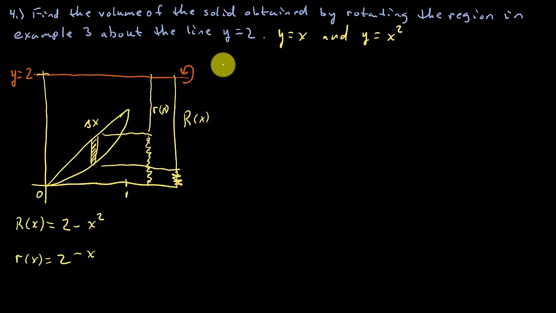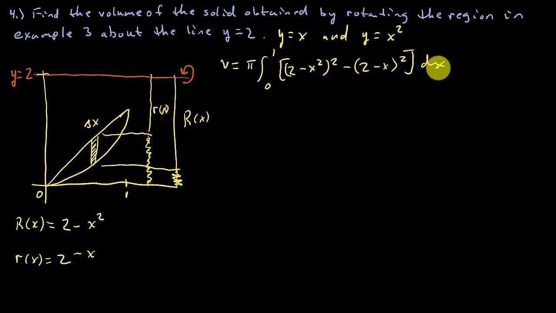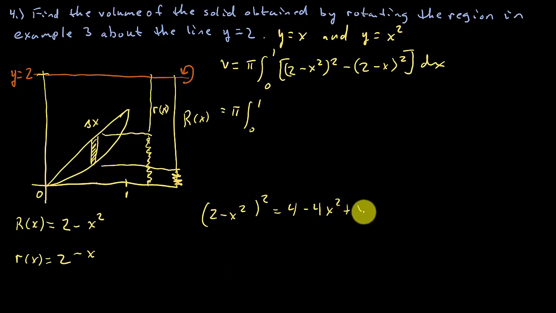So now I can do my volume. So the volume is pi times the integral from 0 to 1 of big R squared minus little r squared, and then times the thickness. All right, so that's going to give me pi from 0 to 1. I'll need to multiply all of these out. Let's come down here and do that. 2 minus x squared, squared, is going to be 4 minus 4x squared plus x to the 4th.